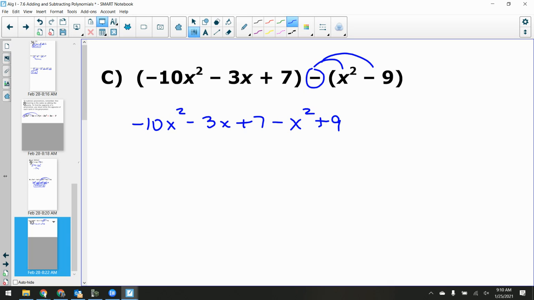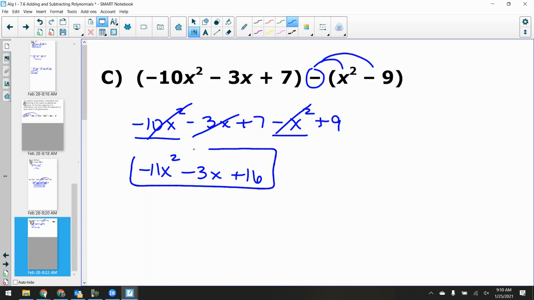And now we combine my terms. Negative 10x squared and a negative 1x squared make negative 11x squared. Looks like I've got a minus 3x and nothing else to combine it with. And then 7 and 9 make 16. Okay, try the last one on your own.